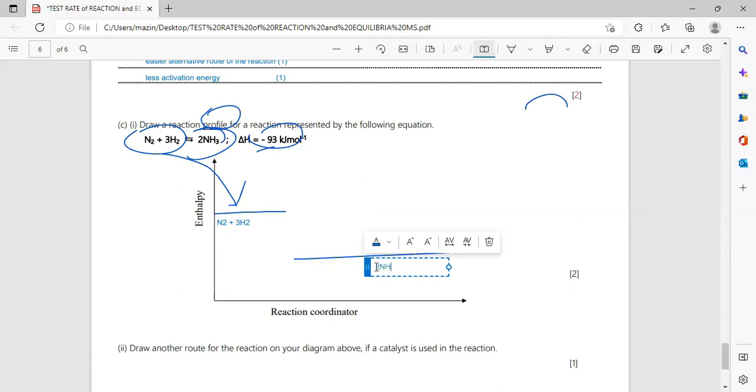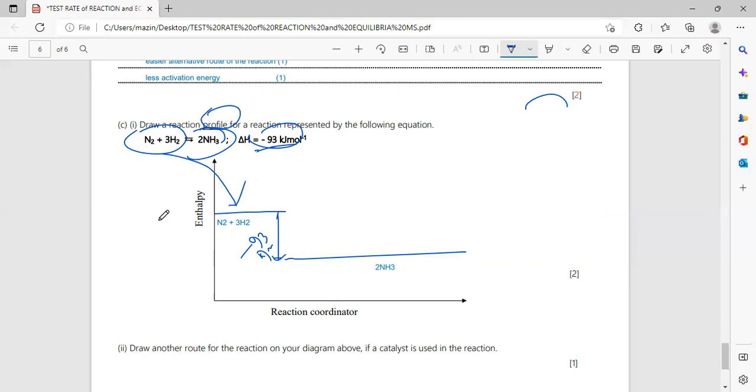Write 2NH3, just for marks. This is there, and this value to be placed there. Where is that delta H? Difference is there. Here is the difference. This is minus 93 kilojoule per mole. The arrow sign should be properly placed. Must be between these 2 lines. Okay, I saw some mistakes, so I emphasize here. And here it says that profile.